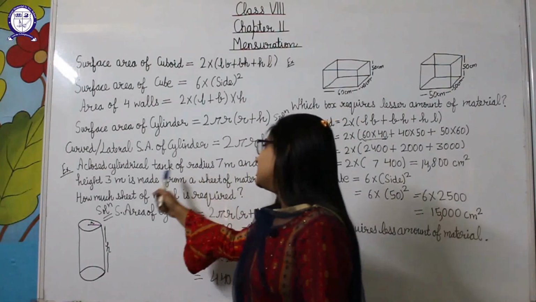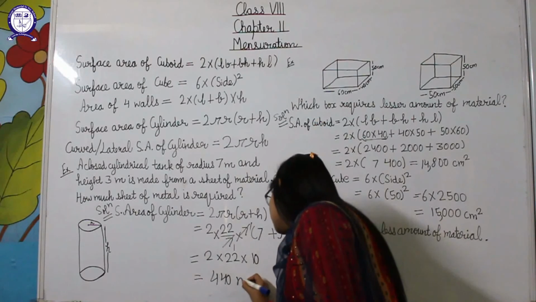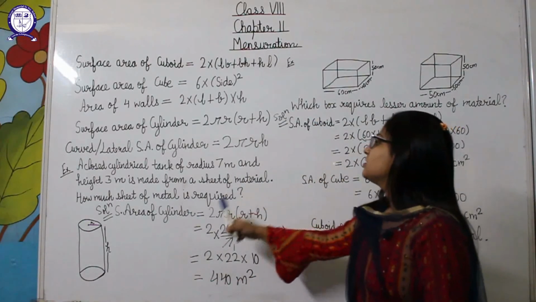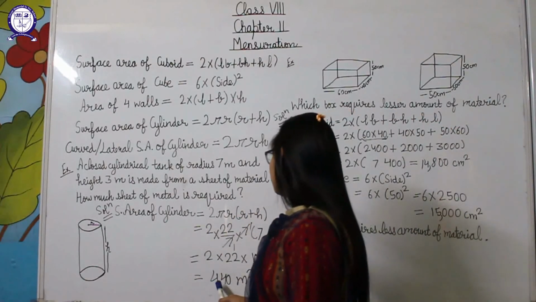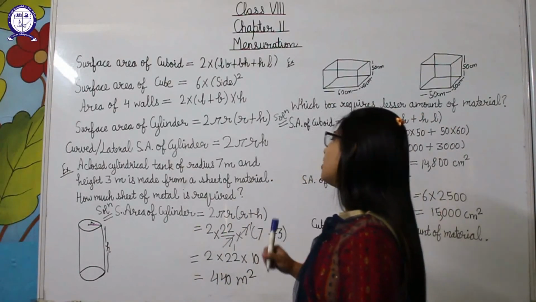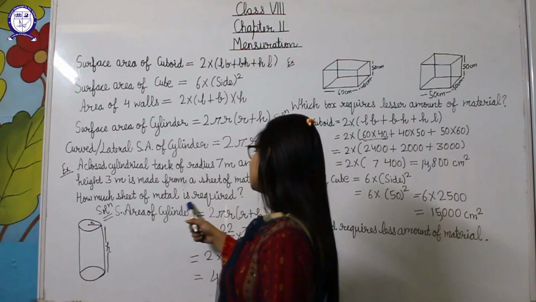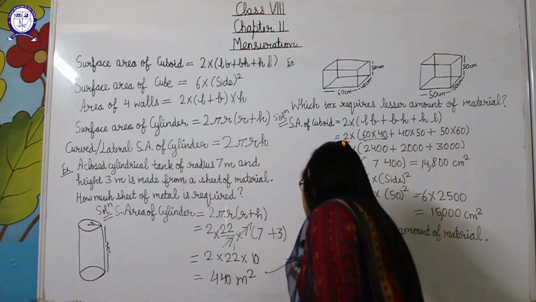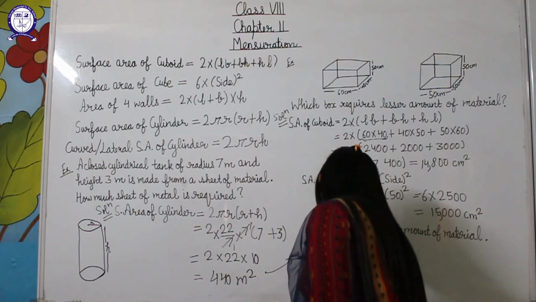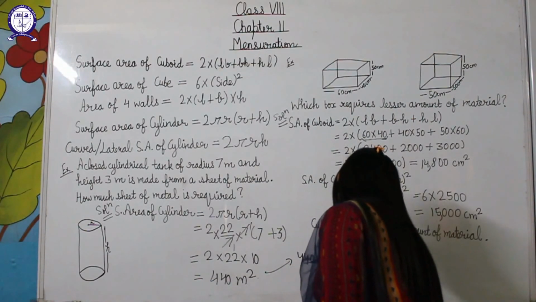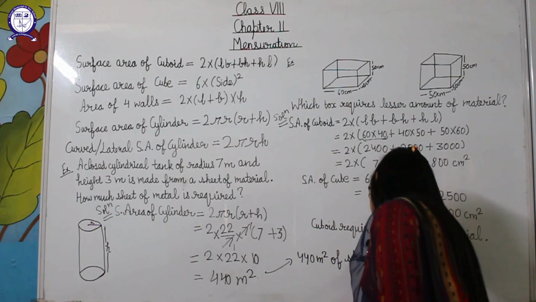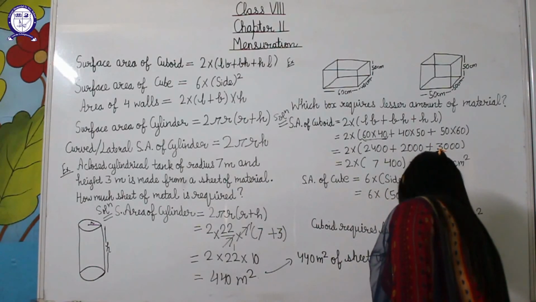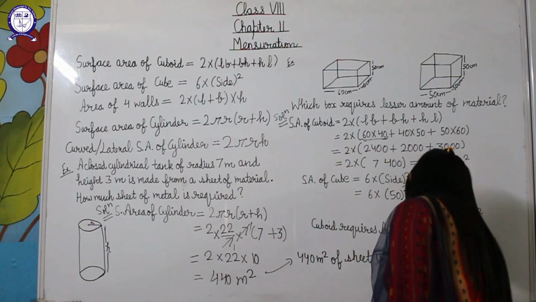As radius and height are in meter, so we will write meter, and as we are finding out the area, so square. So surface area of cylinder comes out to be 440 meter squares. Now what we will write, how much sheet of metal is required? So we will write here, for this the answer will be 440 meter square of sheet is required.